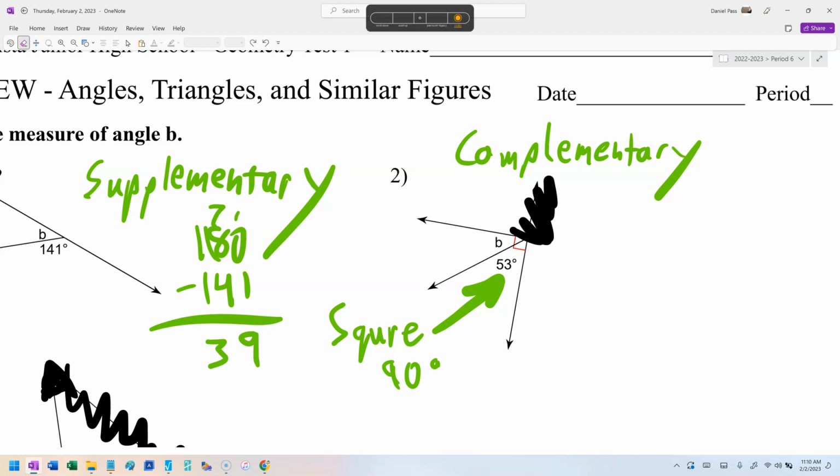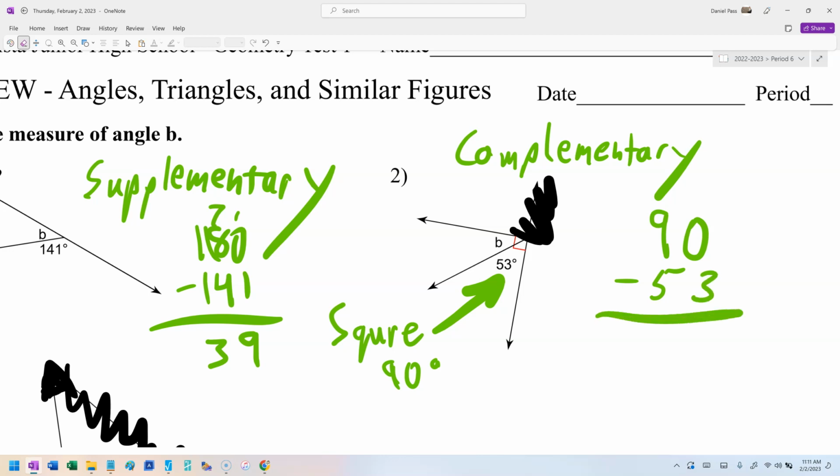Go ahead, sir. So now you do the same thing that you did with 1, but 90 minus 53. You said it upside down, sorry. 90 minus 53. You subtract 53 from 90. Okay, is it 37? Is that what we have, everybody? Yep. 37 is correct. All right. Okay, let's hear it.